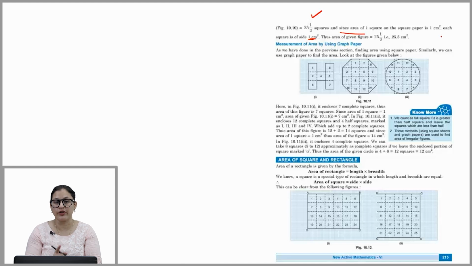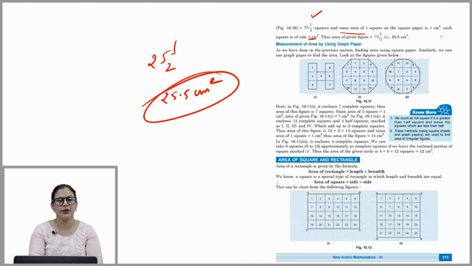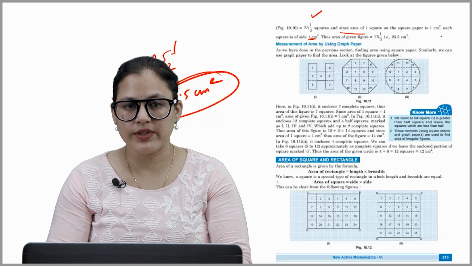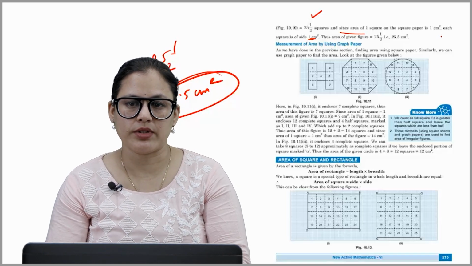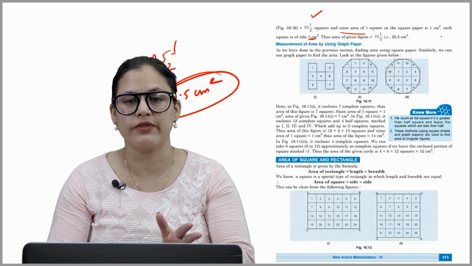Thus, area of given figure is equal to 25 1/2 or 25.5 centimeter square. Okay, measurement of area by using graph paper. As we have done in the previous section, finding area using square paper, similarly, we can use graph paper to find the area. Look at the figures given below.